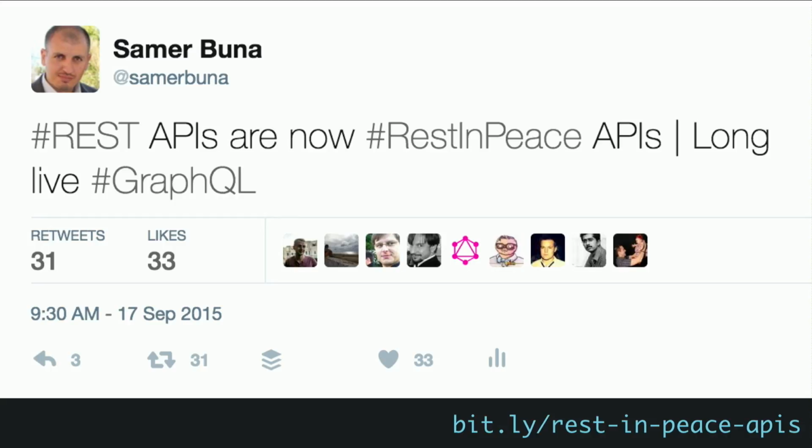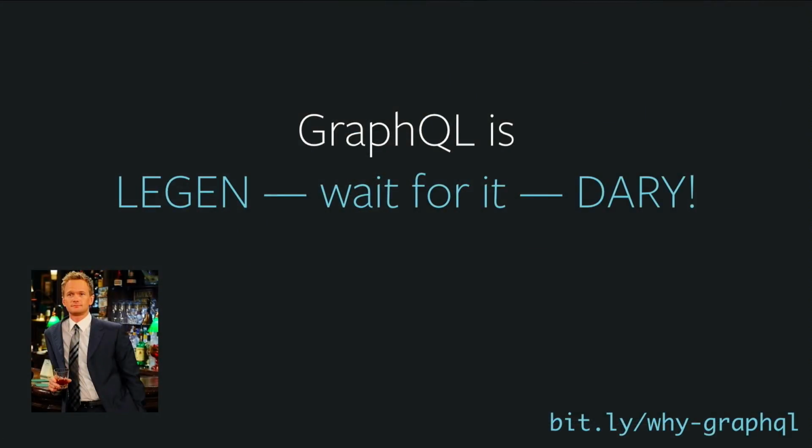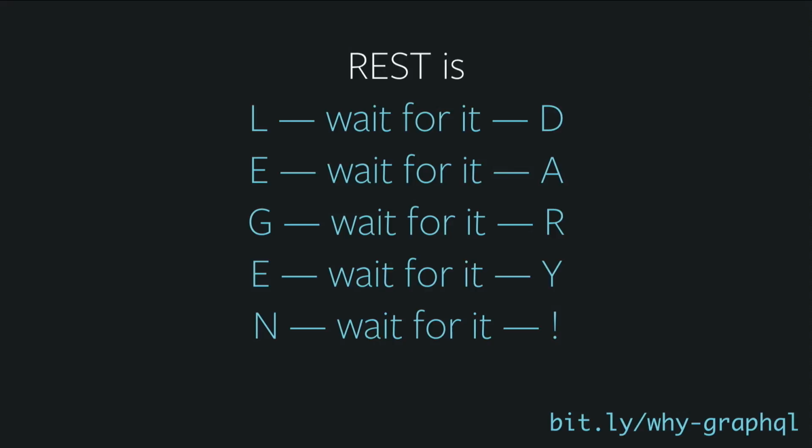Now, why do we need a replacement? There are many reasons, but perhaps the most important reason to mention here in the lightning talk is performance. And I'm going to totally attempt to explain GraphQL performance with a nerdy bad joke. So GraphQL is legend, wait for it, dairy. REST, on the other hand, is L, wait for it, E, wait for it, G. So you get the point.